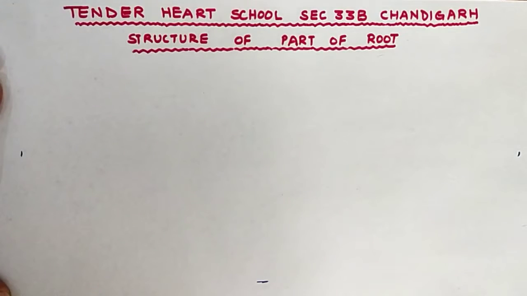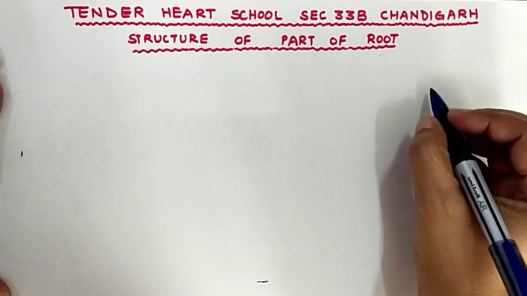Good morning, students. Today we will learn to draw the structure of root. Right? So let us start with it. We are going to make a cross section of root. So let us start from the outermost layer.